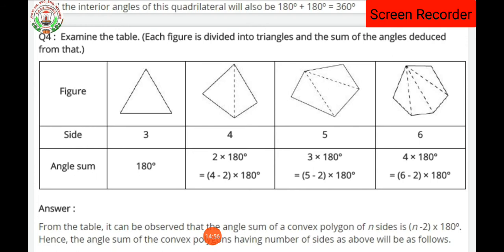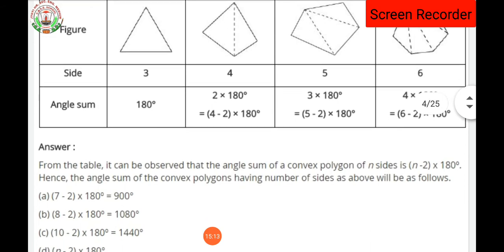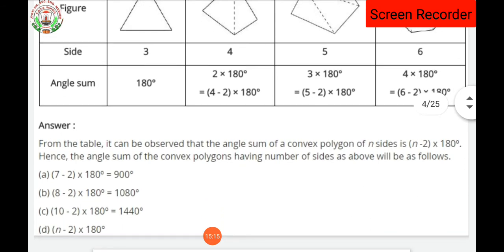Then the question here is asked: what can you say about the sum of the angles of a convex polygon with the number of sides? Among this, we have to say the angle sum of a convex polygon with the number of sides.